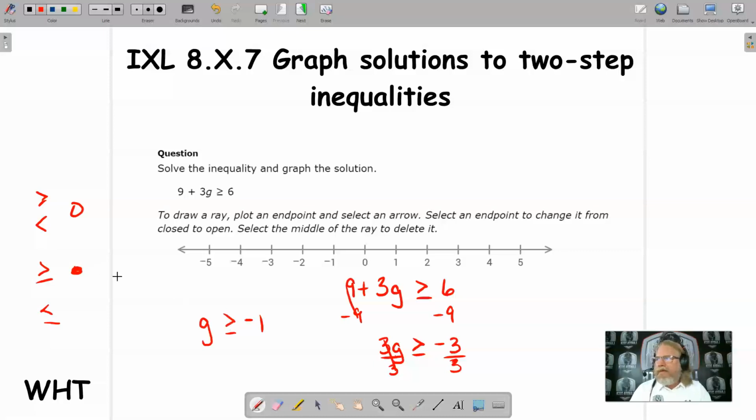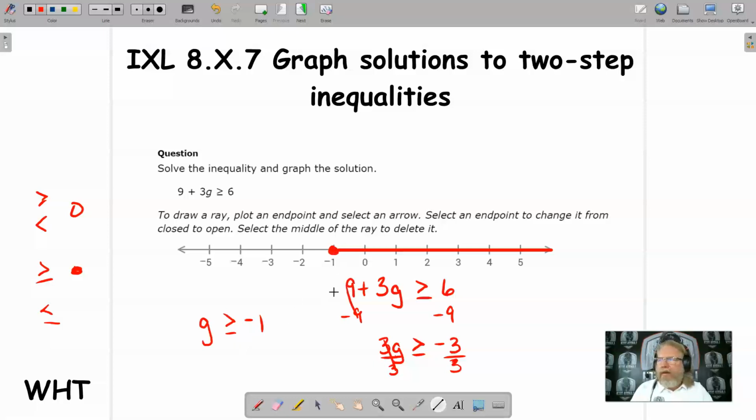That's because open dot means that point is not included, and closed dot means that point is indeed included. So in this case, it could be negative 1. So we're going to do a closed dot there, and then we want our arrow going to the right, because it's all the numbers that are greater than negative 1 or equal to, thus the closed dot.